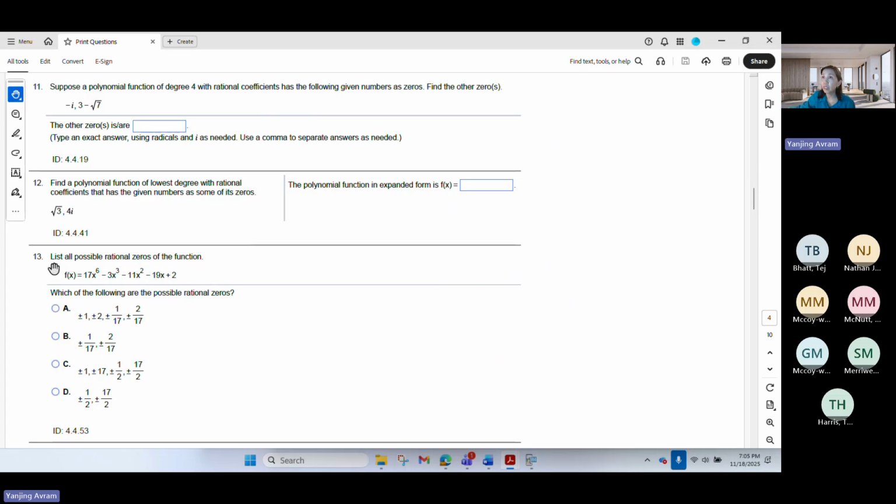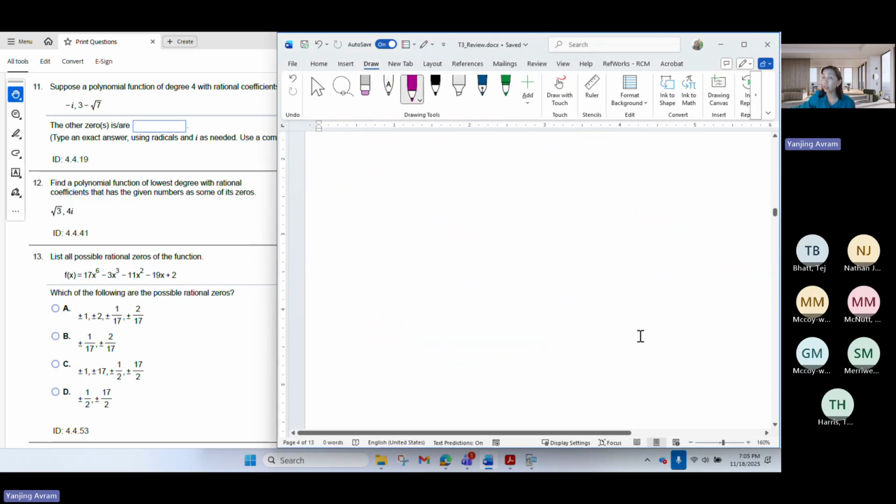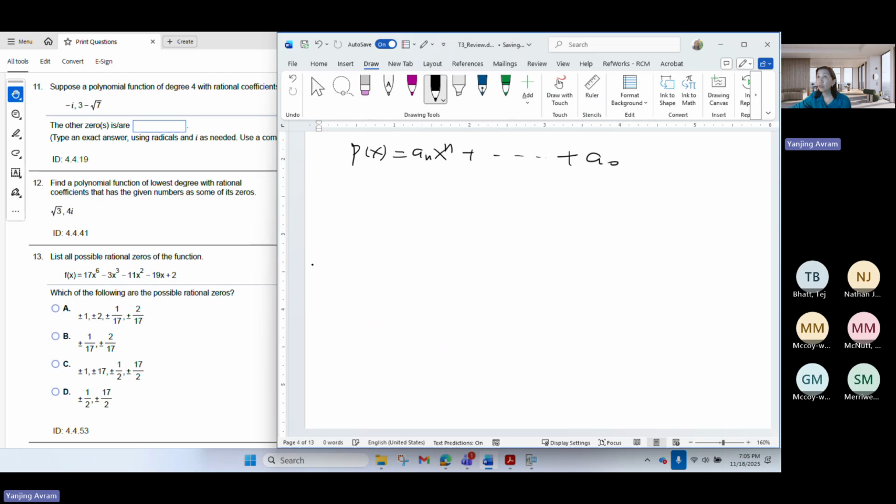Okay, number 13 here, list all possible rational zeros. So how do you list all possible zeros? If you have a polynomial function, a sub n x to the n power, right? All the way to the constant, okay? Basically the rational zero.